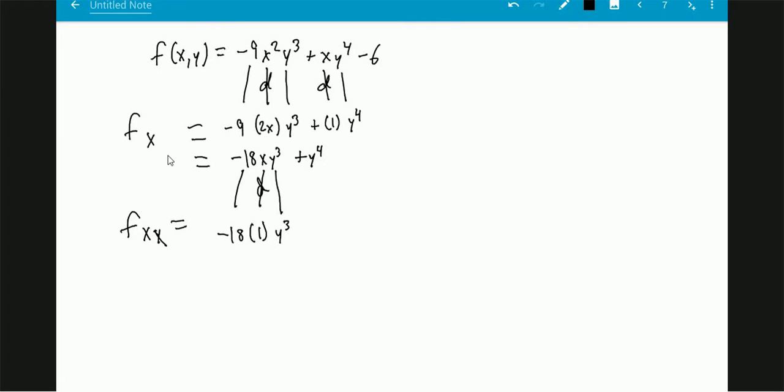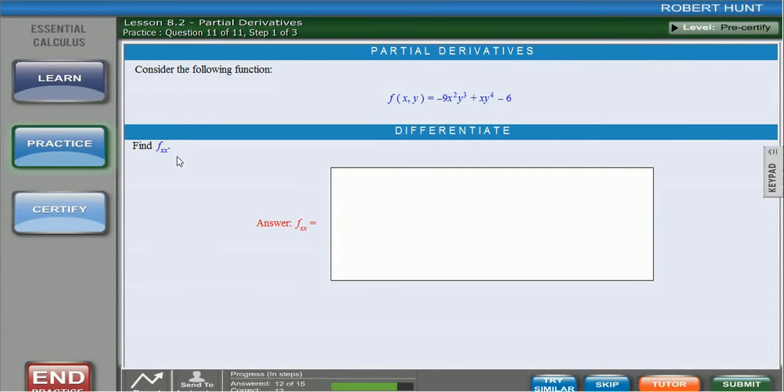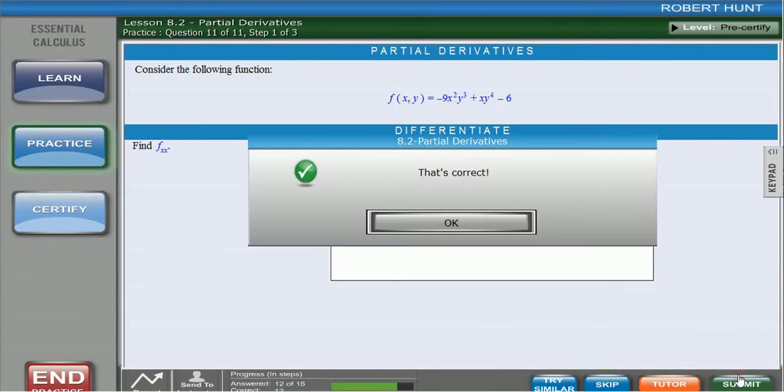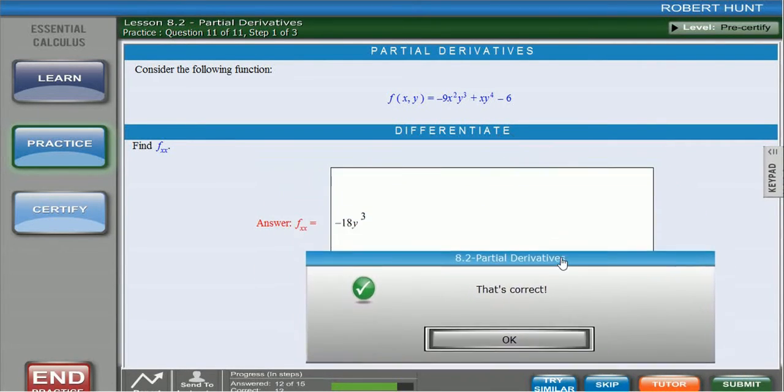Notice your last term there, y to the fourth does not have any x's, so its derivative is 0 because it's just a number. Let's go ahead and simplify to just negative 18 y cubed. Okay, there we go.